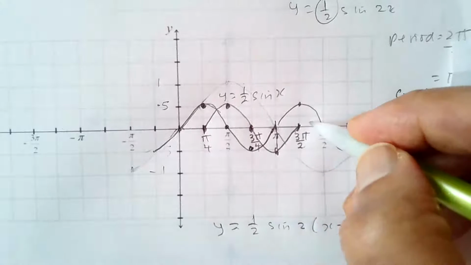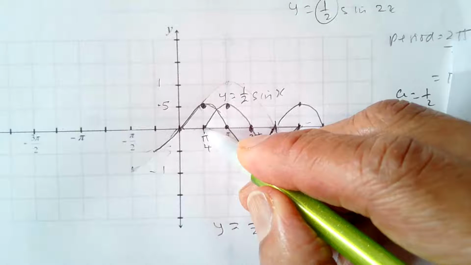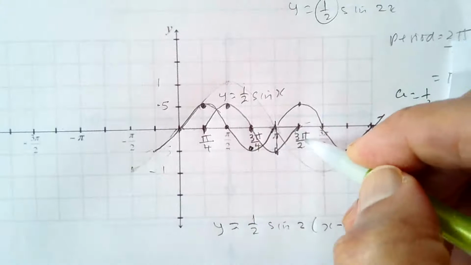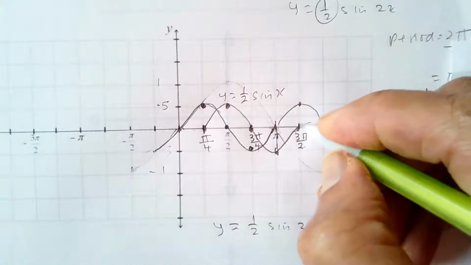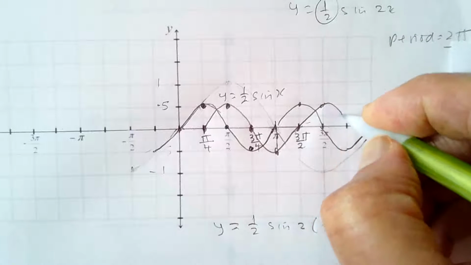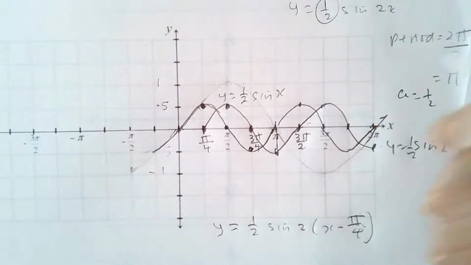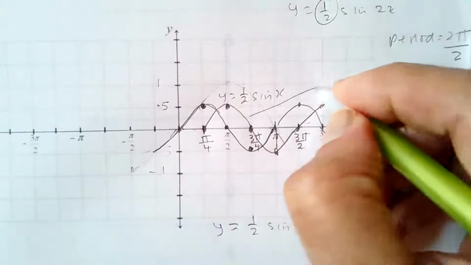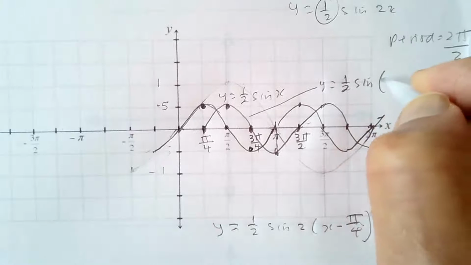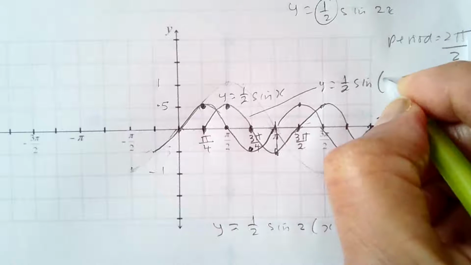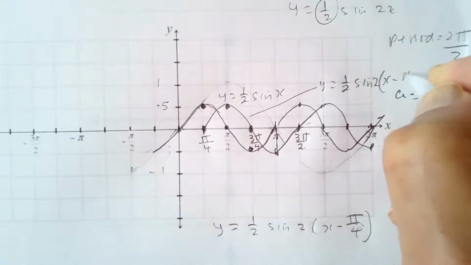And you look at it, still pi is the cycle because it starts at negative pi over 4 and it ends at 3 pi over 2. And if you continue, so this graph is y is equal to half sine 2x minus pi over 4.